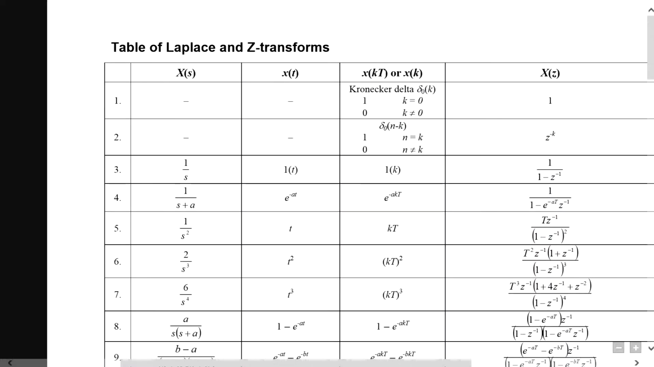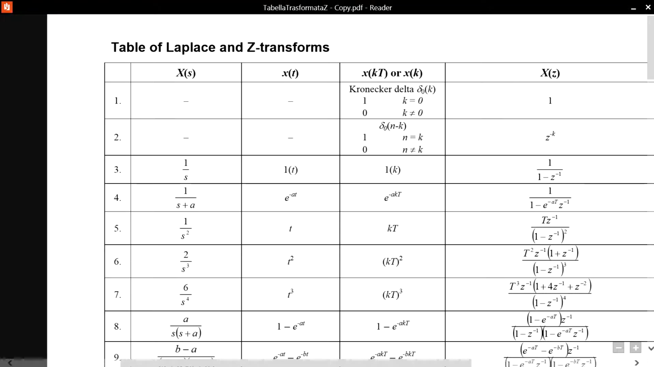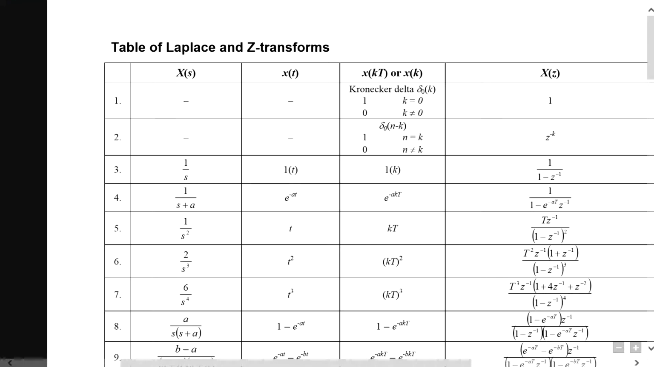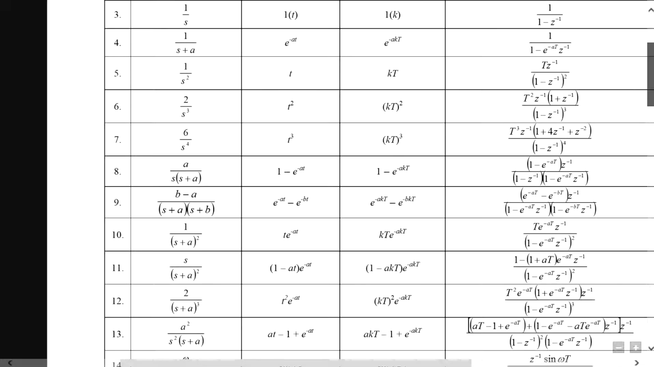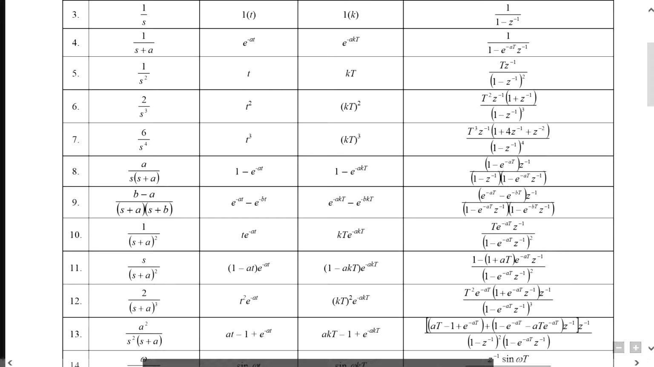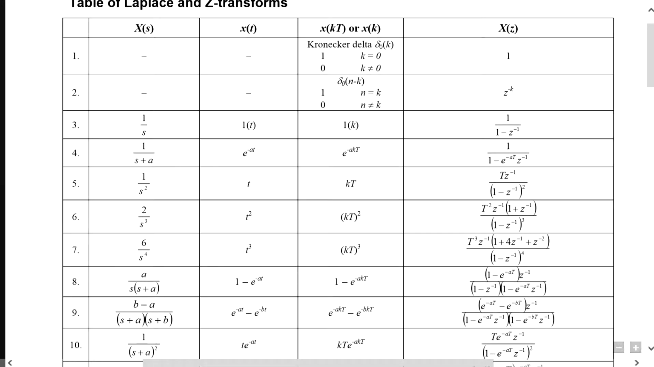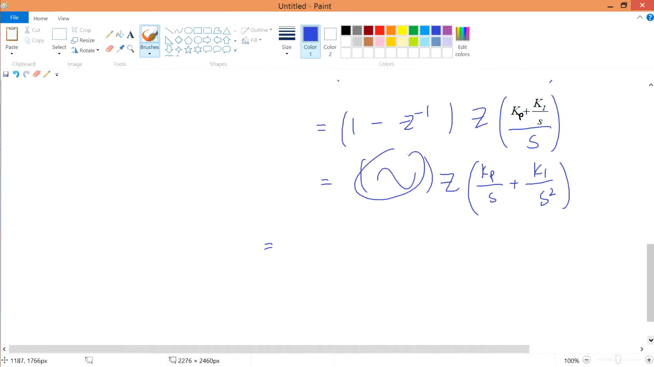Now I'm gonna use this table, and if you don't know where this table comes from, it comes from your tabella trasformata z. You just take note of this. You can download it, I think it's provided in your test also. So you just find my 1 over s, which is this thing over here. If I transform it, I have 1 over 1 minus z to the minus 1. So I'm gonna take this information, this thing over here is this thing, right?